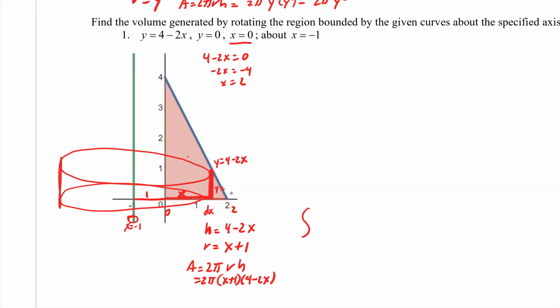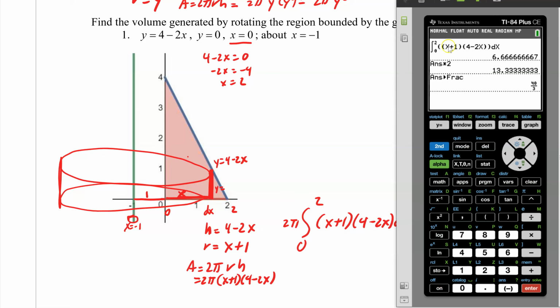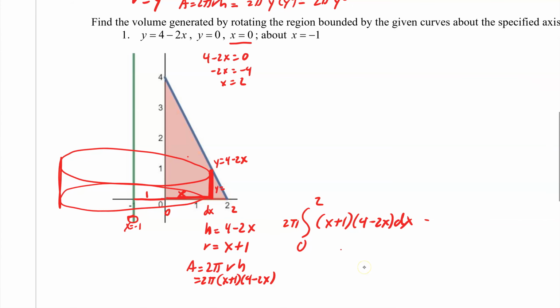So if we plug that in our integral, we go from 0 to 2, 2 pi, x plus 1, 4 minus 2x dx, and that will add up all of our shells. So again, drawing all those shells through here, it will add them all up. So plugging that in our calculator, we get this, which then multiplied by 2 would give us this, which is 40/3. So this would become 40/3 pi.